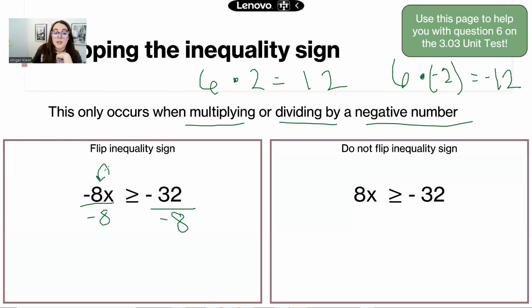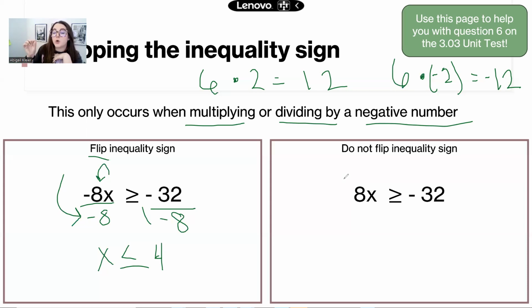The reason why here we would flip the inequality sign is because in order to isolate x, I did have to multiply or divide by that negative value. So x, I flip my sign, and that flip of the sign is just that. It's just the reversal image. So instead of being greater than, it's now less than. And I have negative 32 divided by negative 8, which would be a positive 4. So that's a situation where you would flip the inequality sign.